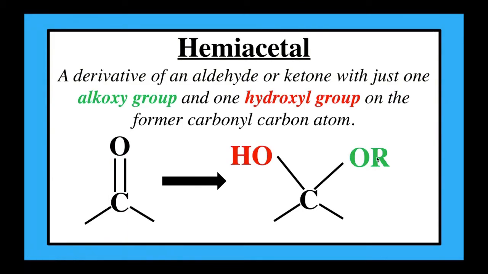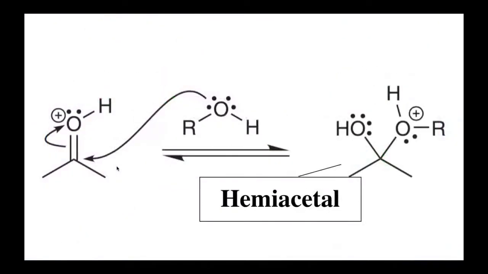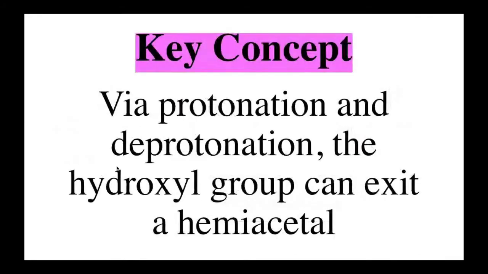So that's what a hemiacetal is. Hydroxyl and alkoxy group single bonded to that central carbon that used to be part of a carbonyl group, a hemiacetal. So that was the first step, students. But we're not going to finish with our hemiacetal. We're going to keep going, and we're going to make this hemiacetal into an acetal.